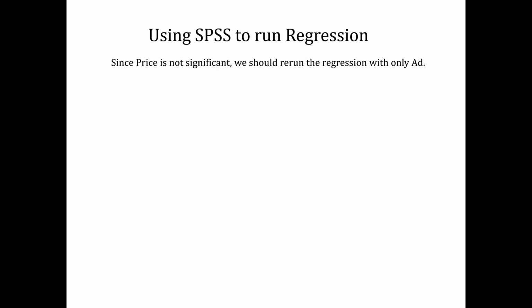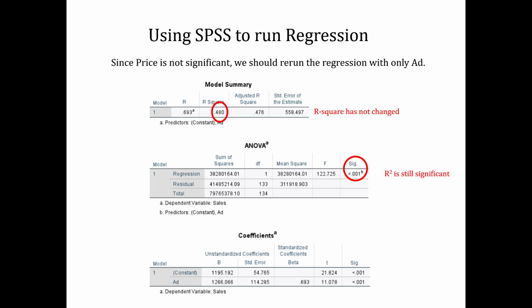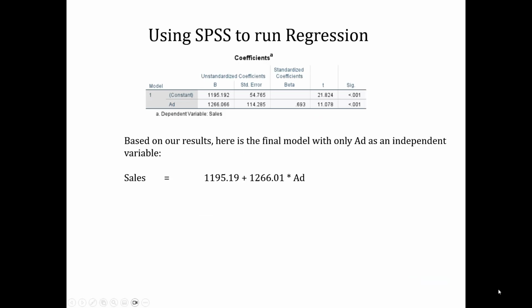Since price is not significant, we can go a step further and rerun the model without price as an independent variable. In this new model, you can see that the R-square has not changed at 48%, and it is still significantly greater than 0. The coefficient for ad is still significant, and it still has the same effect on sales as earlier. In other words, removing price did not change anything other than the value of the intercept, that is the constant term. Based on our results, here is the final regression model with only ad as the independent variable. Sales equals 1195.19 plus the coefficient for ad, which is 1266.01, times the value of ad.